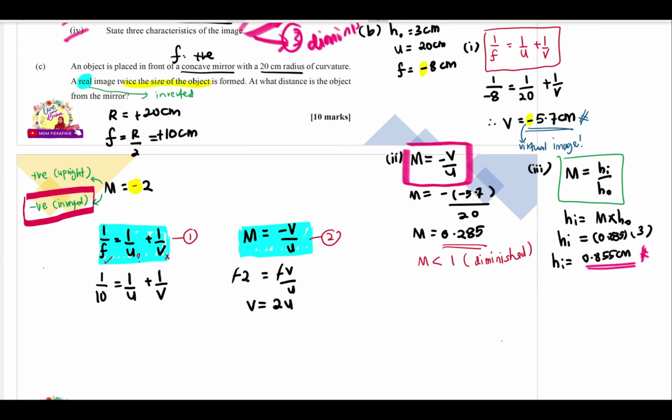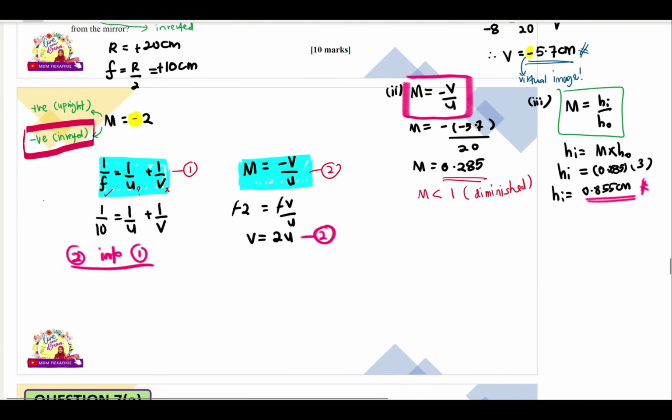Okay? So, kita masukkan. Okay, this is tadi from equation number 2, masukkan dalam equation 1. So, kita akan dapat 1/10 equal to 1/U plus 1/V, V kita adalah 2U. Okay, selesaikan kat sini. Therefore, you akan dapat nilai U awak adalah 15 cm. Okay, so this is the answer for question 6C. Alright, so finish question number 6.